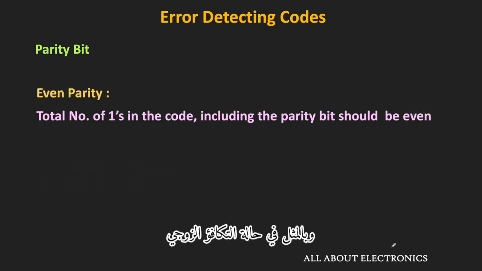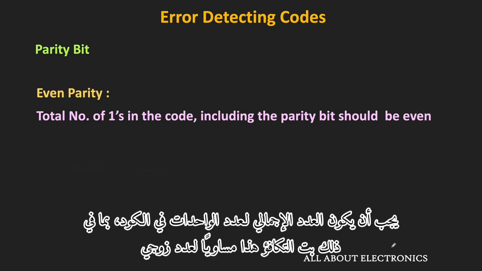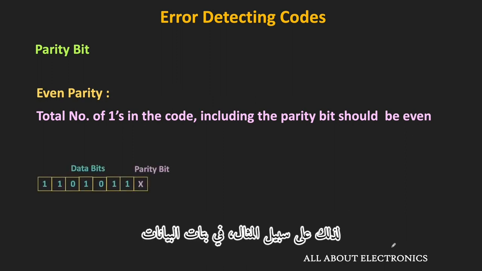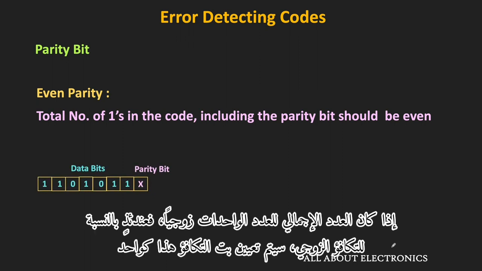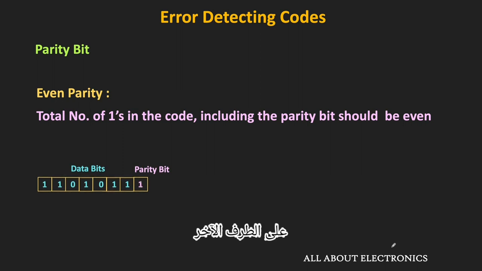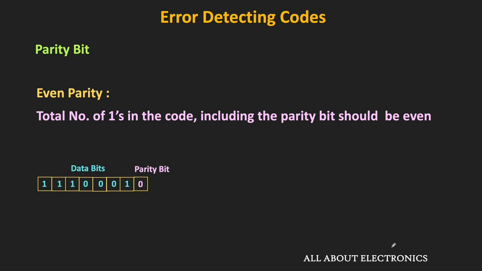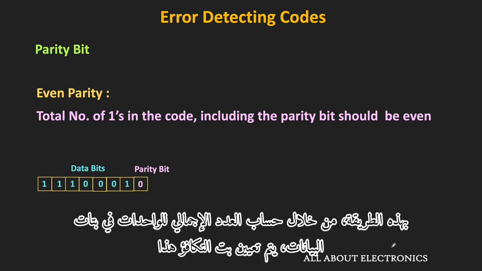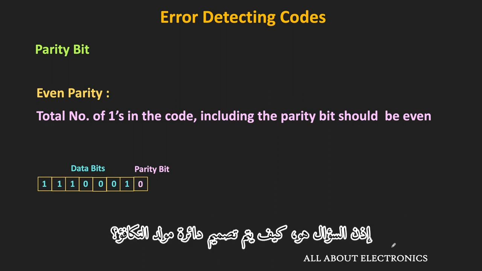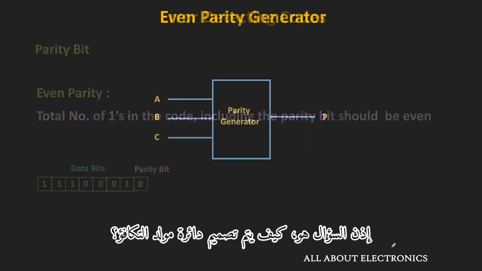Similarly, in case of the even parity, the total number of ones in the code, including this parity bit, should be equal to even. So for example, in the data bits, if the total number of ones is odd, then for the even parity, this parity bit will be set as 1. On the other hand, if the total number of ones in the data bits is equal to even, then this parity bit will be set as 0. So in this way, by calculating the total number of ones in the data bits, this parity bit is set. So the question is, how to design this parity generator circuit?